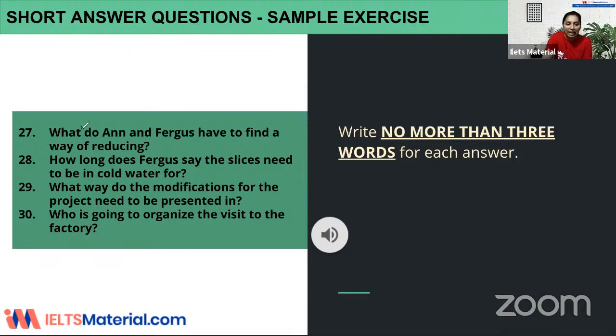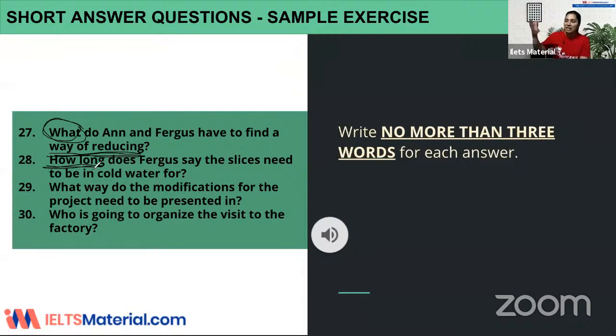The first one is: what do Anne and Fergus have to find a way of reducing? They are going to find a way of reducing. So what is that way? What way do they specially want to follow for reducing? Next: how long does Fergus say the slices need to be in cold water for? How long? So this is going to be the duration.